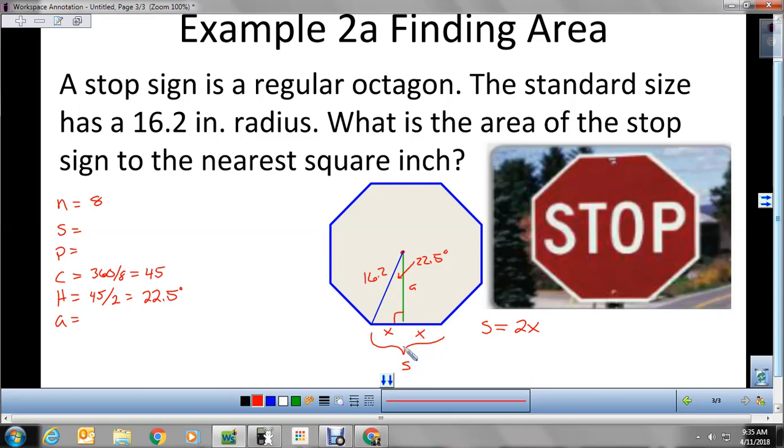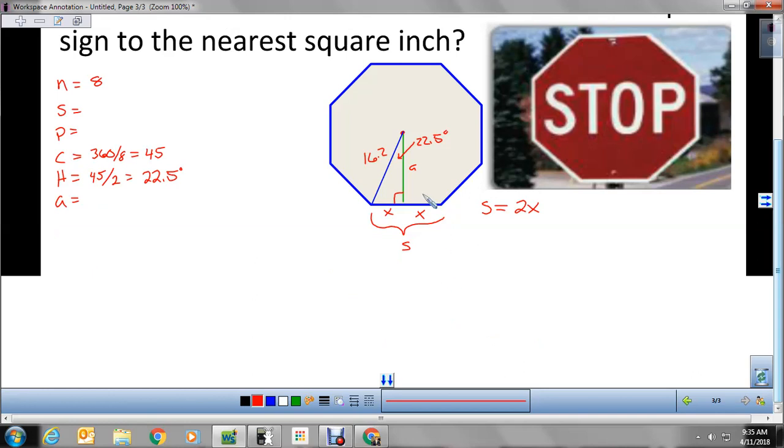So let's look to see what trig function we're going to have to use to find not only our apothem, but our side length. So let's start with the side first. To find the side length, we have the hypotenuse, which means it's either going to be our sine or our cosine for both of them. Now, x is the side across from the 22.5, which means we're going to be using the sine, which is opposite over hypotenuse. So we're going to take the sine of 22.5 equal to the opposite, which is x, over the hypotenuse, which is 16.2.